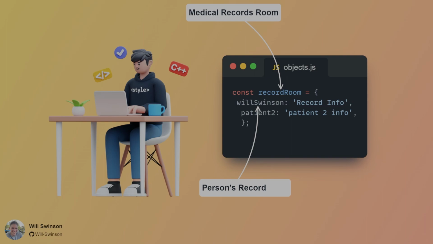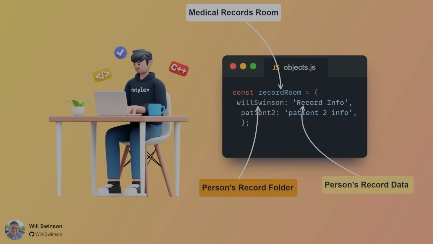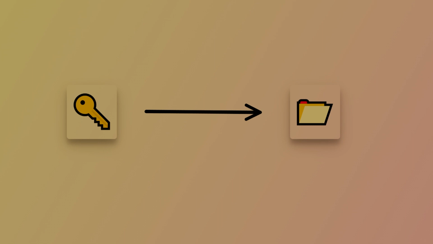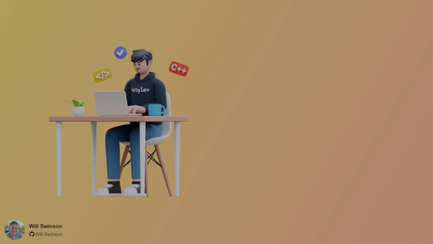So if you think about this, you walk into the room, you're now inside the object, and the object holds different keys and then values. They're called a key value pair because they're paired together. This key points to this value. So this folder has this person's information. And that's how you can think of it.